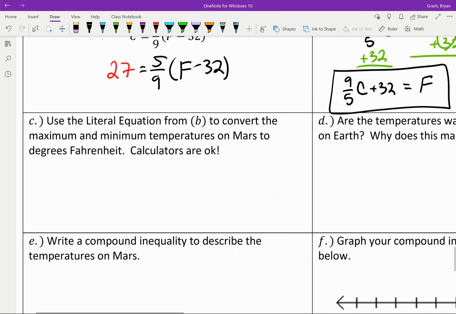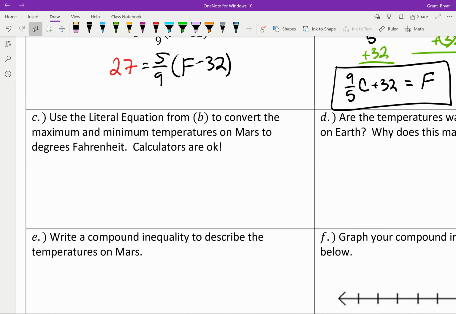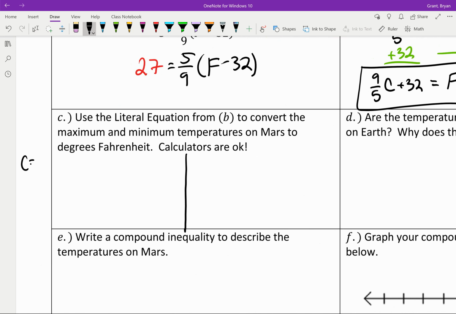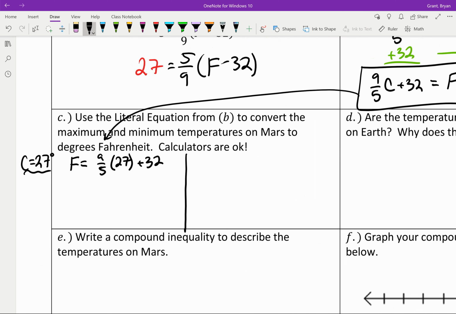You might want a calculator here too. I'm going to just do some quick mental math. I'm not sure it'll come out very well though. So we're going to divide this, and we're going to start with my Celsius equals 27 degrees. That was my warm one, and I'm going to use this equation over here. So it's going to say our Fahrenheit temperature is equal to 9/5 of the Celsius degrees, right, plus 32.